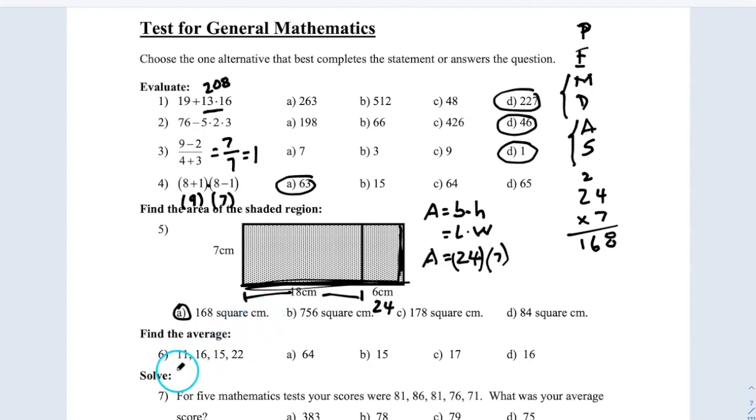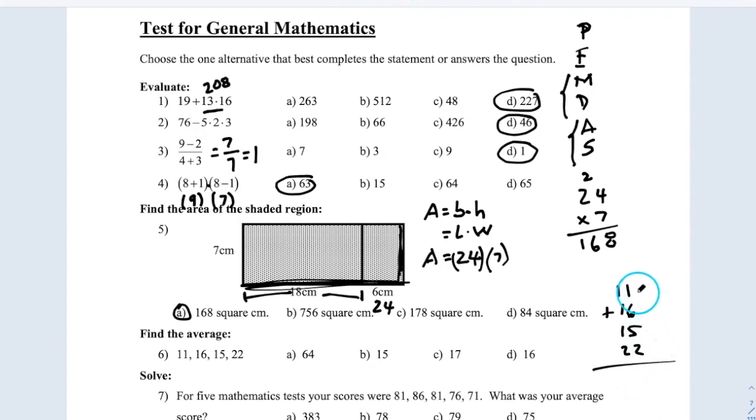Okay. Number 6, find the average of those 4 numbers. When I find the average, they're asking me to add all of them and divide by how many numbers I have. So I have to add. That's my first thing. And once I have my answer, I have to divide it by 1, 2, 3, 4. Divided by 4, the same number of numbers that I have.